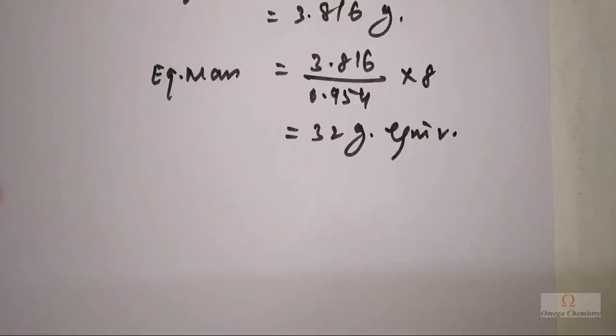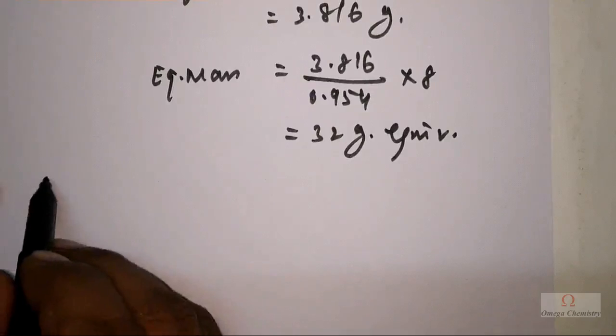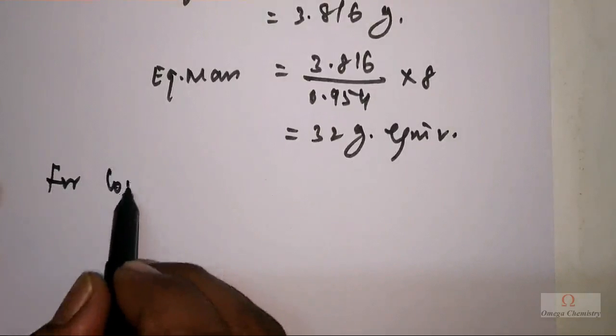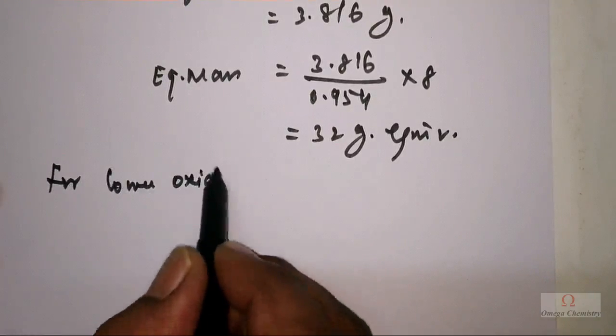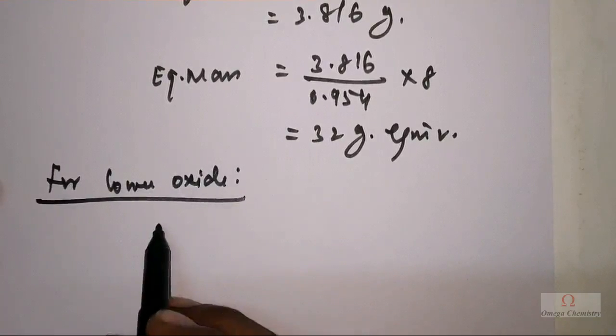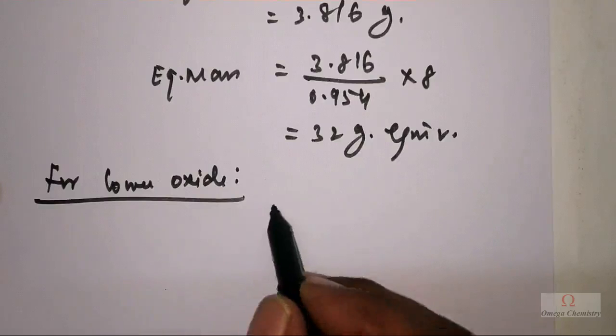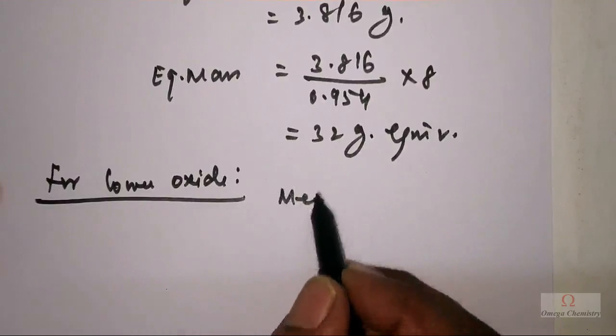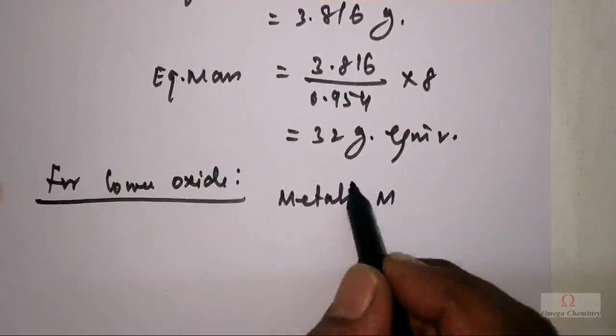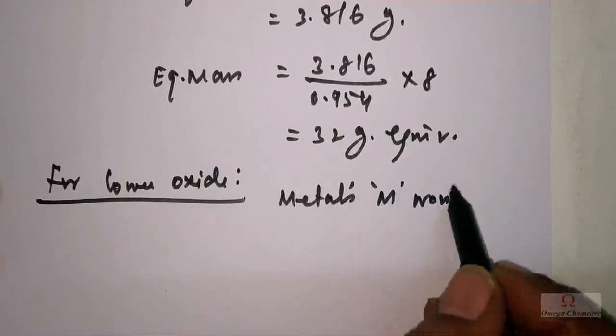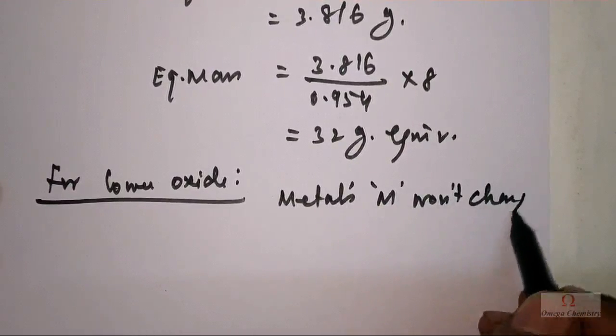This is the equivalent mass of the metal in the higher oxidation state. Now for the lower oxidation state, listen. For the lower oxidation state, one thing is evident: my metal's mass won't change. So that is the important one. Metal's mass won't change. That's the important point you need to note down, students.